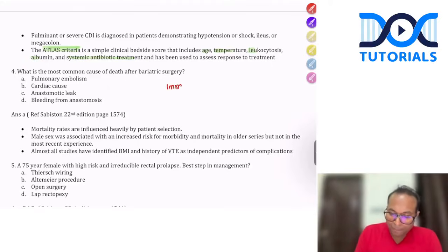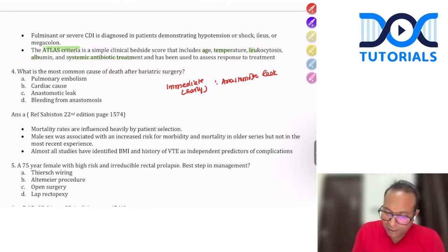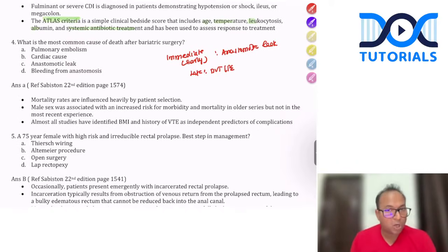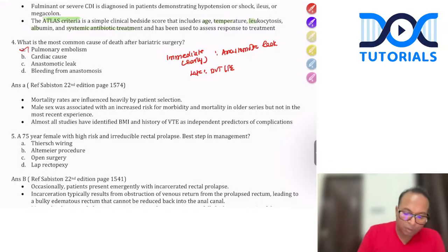What is the most common cause of death after bariatric surgery? The immediate or early death is due to anastomotic leak, going on to sepsis. But overall, the late cause is usually DVT going on to pulmonary embolism. So overall, pulmonary embolism is the commonest cause. The answer here is pulmonary embolism.